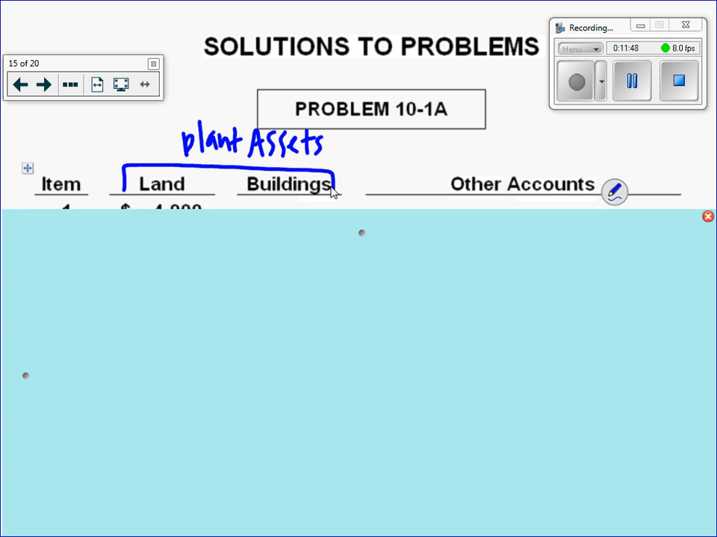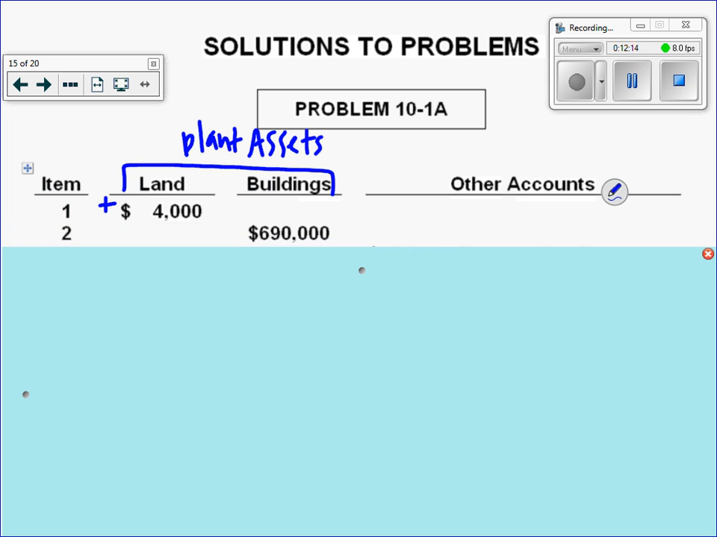Cost of filling and grading the land. Plus 4,000. And if you'd like to add a little plus, might not be a bad idea. Remember, when we decide land, building, or other, it's getting it ready for its intended use. Okay. Number 2, full payment to a building contractor. If we are going to construct a building, that's the building contractor. It will make the value of the building go up.